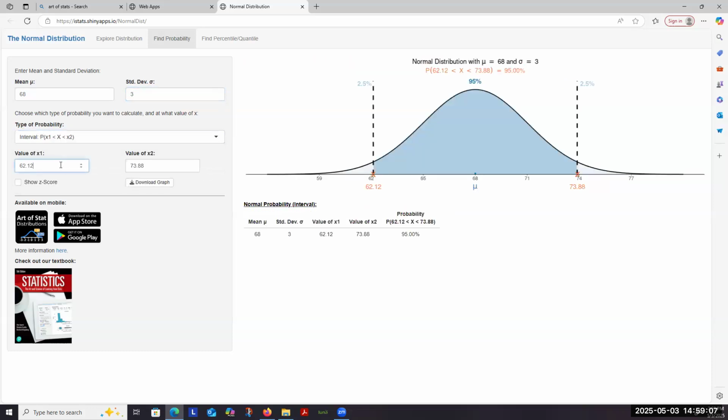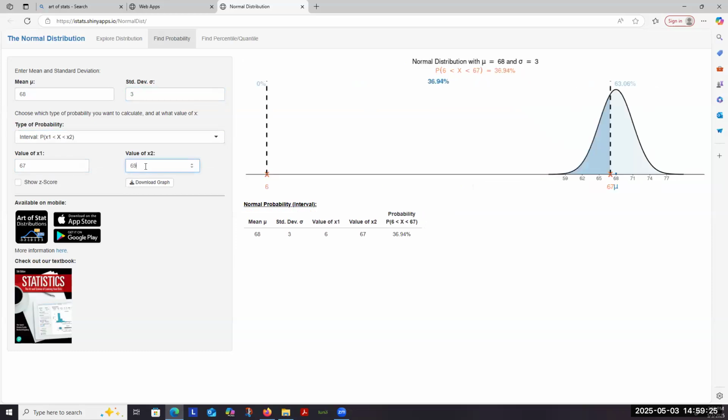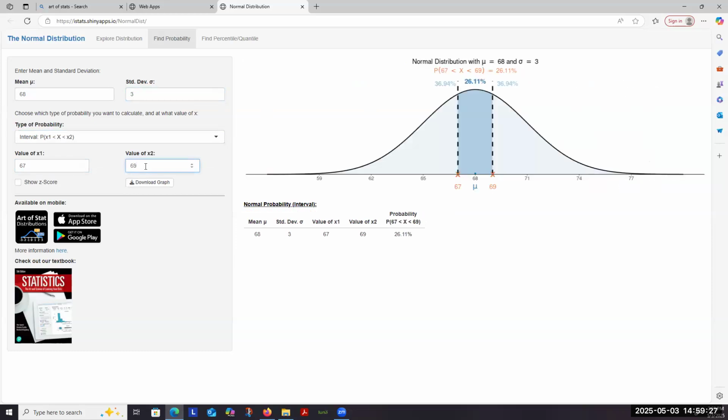The first number, remember, the first number is 67 inches. So that gives you 67 inches. And the second number is 69 inches. So if you put them together, that gives you 26.1. Remember the one that we got was 25.86%. So it's the same thing.